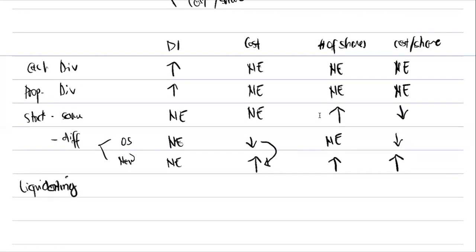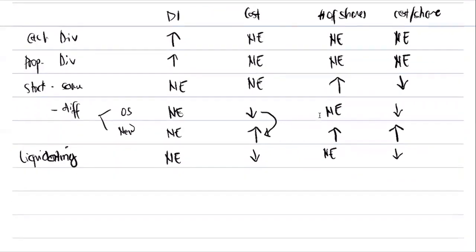Next, we have your liquidating dividend. Under your liquidating dividend, as to the effect of dividend income, no effect. As to the cost, it will decrease. Number of shares, no effect. Cost per share, of course, will decrease. Next, we have your cash in lieu of shares. In your cash in lieu of shares, what is the effect on your dividend income?